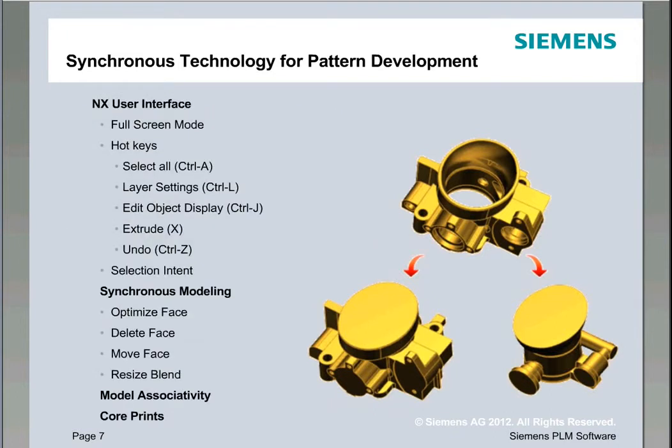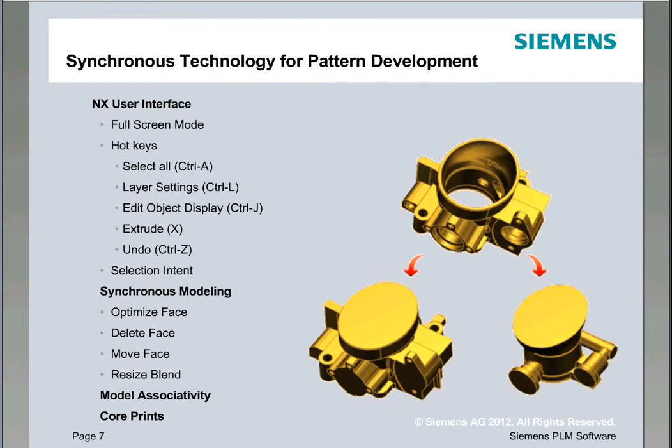I'll do a review for NX users and an overview for non-NX users on the NX user interface. I'll be working in full screen mode, and I'll explain that as we go along. I'll be using various hotkeys: Control A for select all, Control L for layer control, Control J for edit object display. When I want to create an extrusion, I will use the X hotkey, and I'll also highlight our undo function. I'll also talk about selection intent.